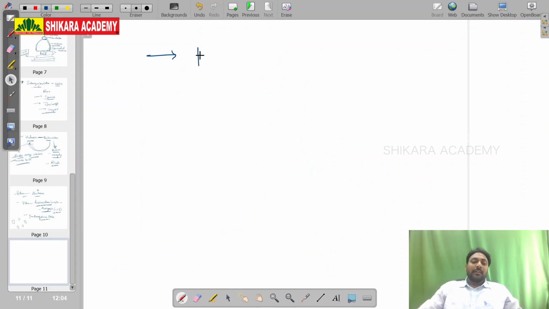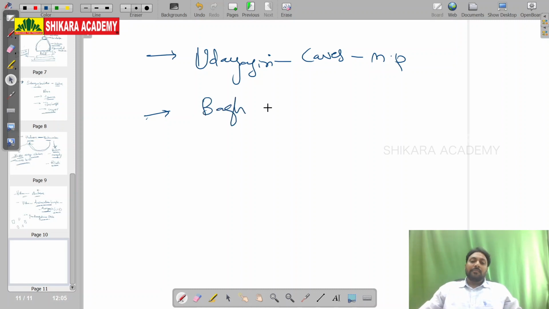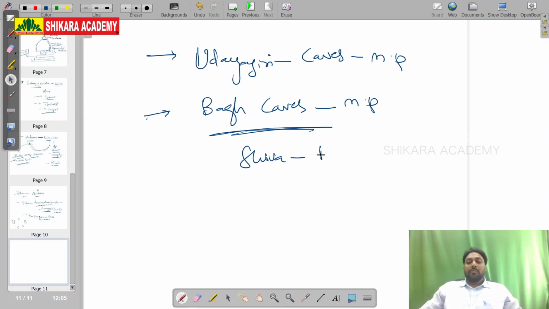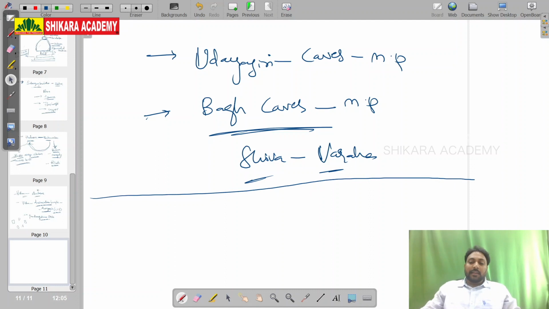Guptas have built the Udayagiri caves and Bagh caves in Madhya Pradesh. Here you see Shiva and Varaha Swami temples in the Bagh caves. Within the caves you see the temple, which you call a cave temple.